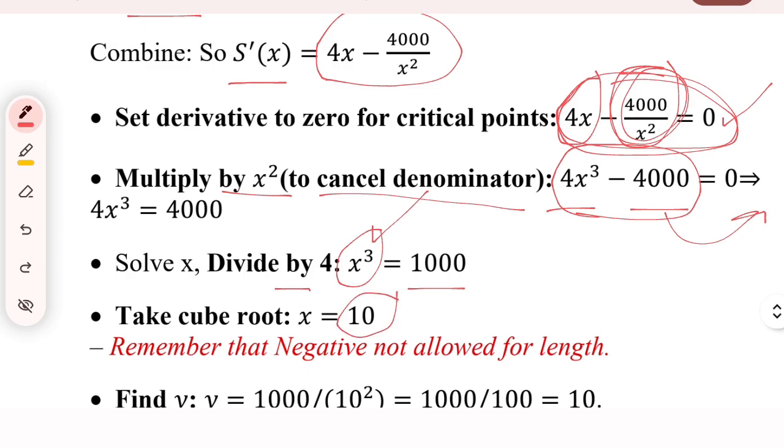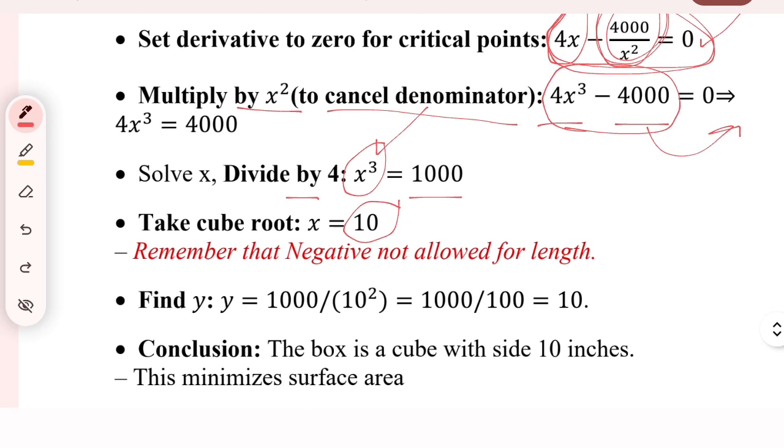And of course, if you get a negative answer in other problems, you can reject that because you don't need a negative side, you need a positive side. So in this case, it's actually positive. So the cube root is 10. So this is just for x.